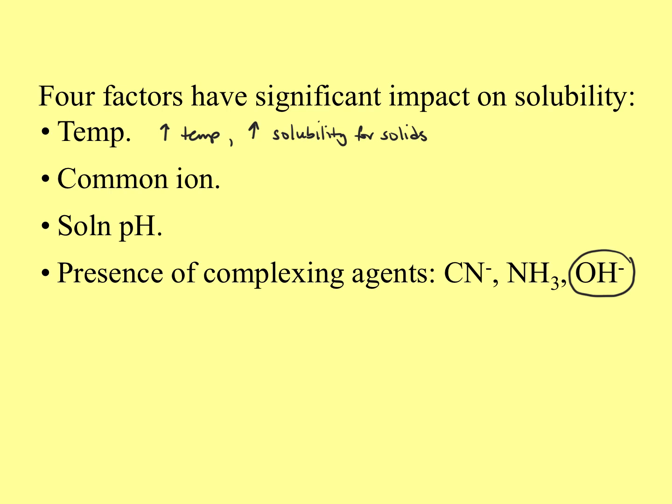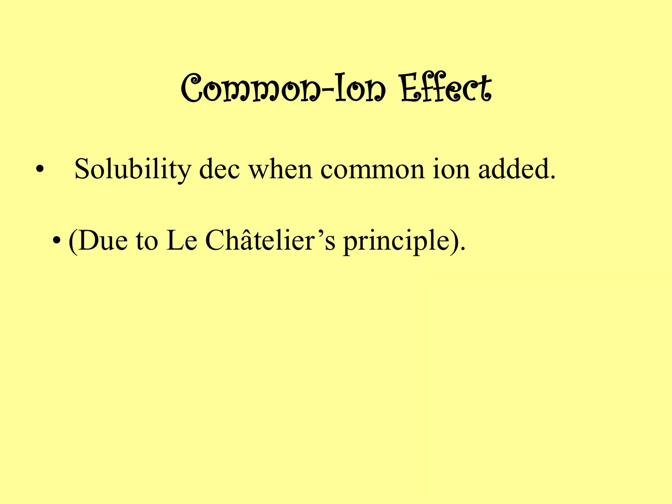Okay, next thing to talk about is the common ion. Just like Coulombic attraction and polarizability, this needs to be part of your lexicon. You must know the term common ion effect. The main key point of the common ion effect is that solubility decreases when a common ion is added. That said, I don't want you just to memorize that, so let's look at some examples of how the common ion effect might work.